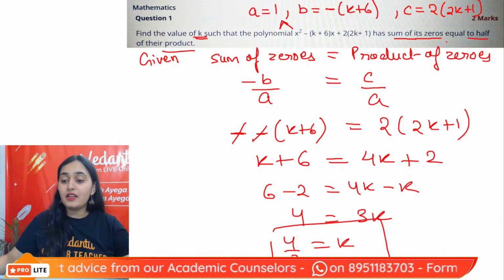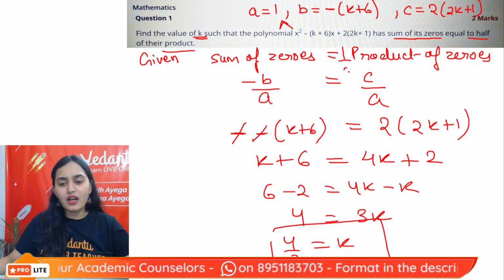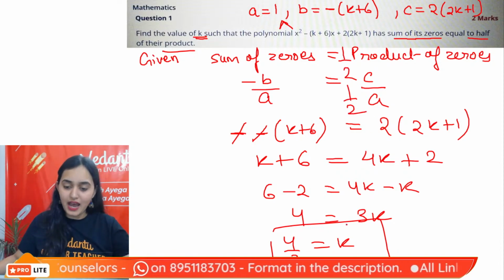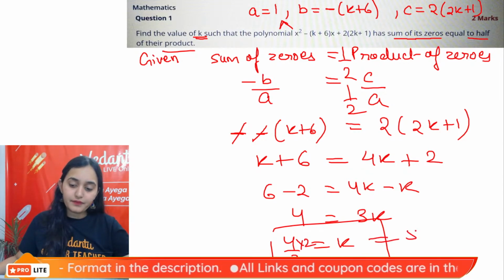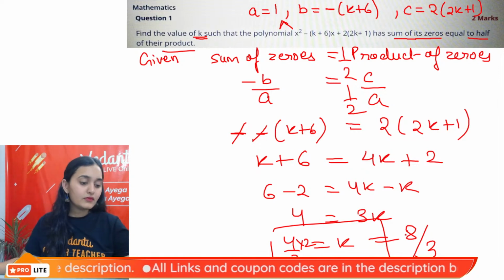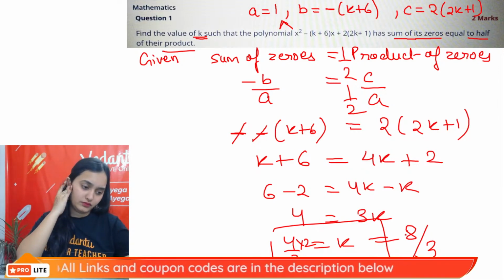Sum of, oh sorry, it is given equal to half of their product. So again nothing, just multiply it with half. So it will be 8 upon k. 8 upon 3. If it is half also 8 upon 3.